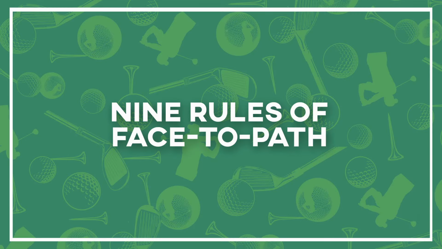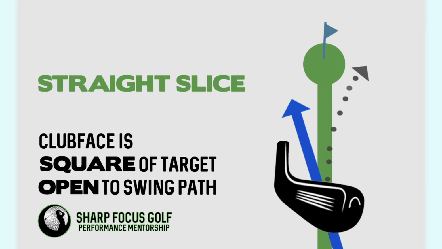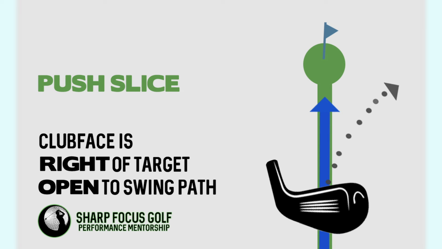9 rules of face-to-path. There are 9 shot shapes generated by different club head paths and delivery of different club face angles. Pull slice: club face is left of target, open to swing path. Straight slice: club face is square of the target, open to the swing path. Push slice: club face is right of target, open to swing path.